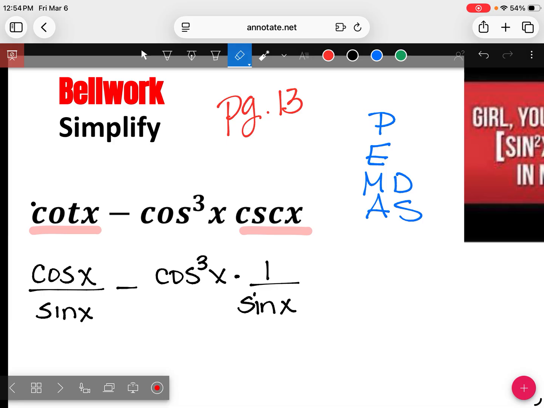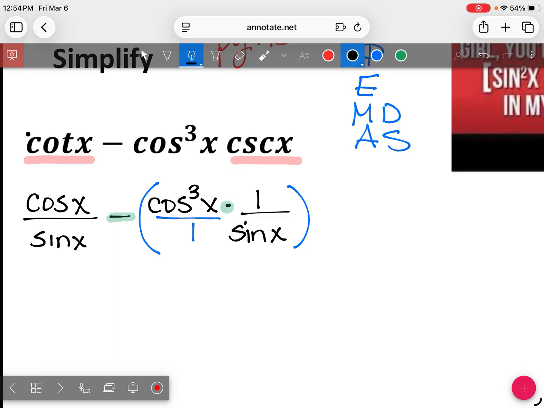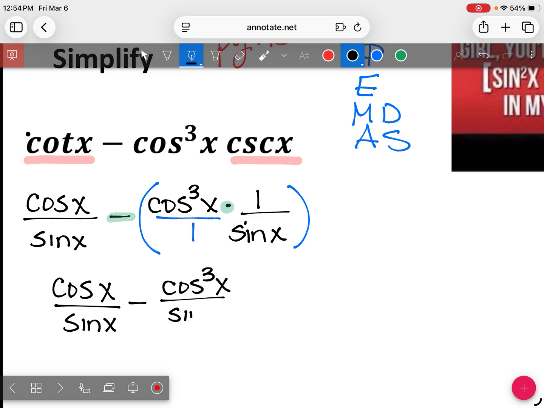So what I want you to notice is that we have two operations. I have subtraction and I have multiplication. According to PEMDAS, what do I do first? Do I subtract or multiply first? Multiply. So let's do that. I'm going to put this over 1. Let's multiply this together, which is going to give me cosine over sine minus cosine cubed over sine. I agree. I think we're on the right track here.